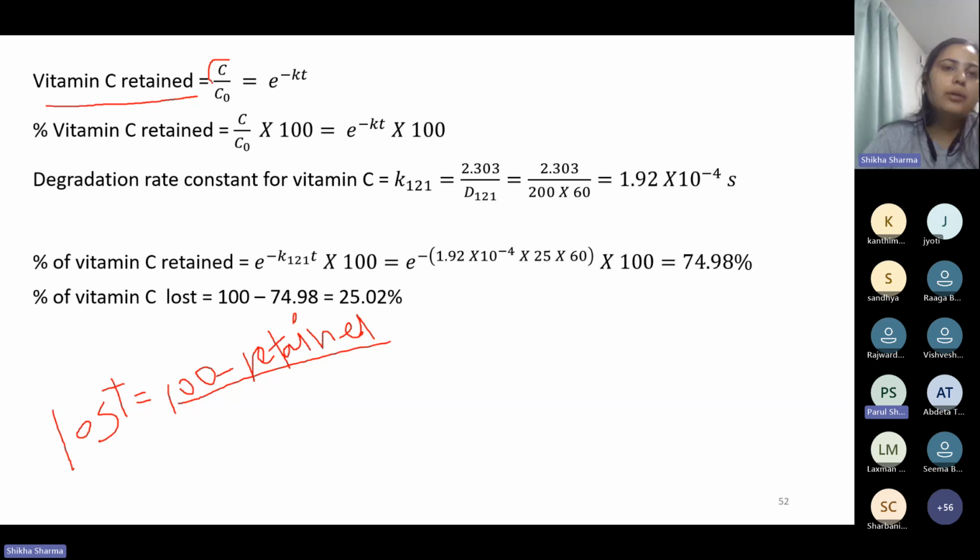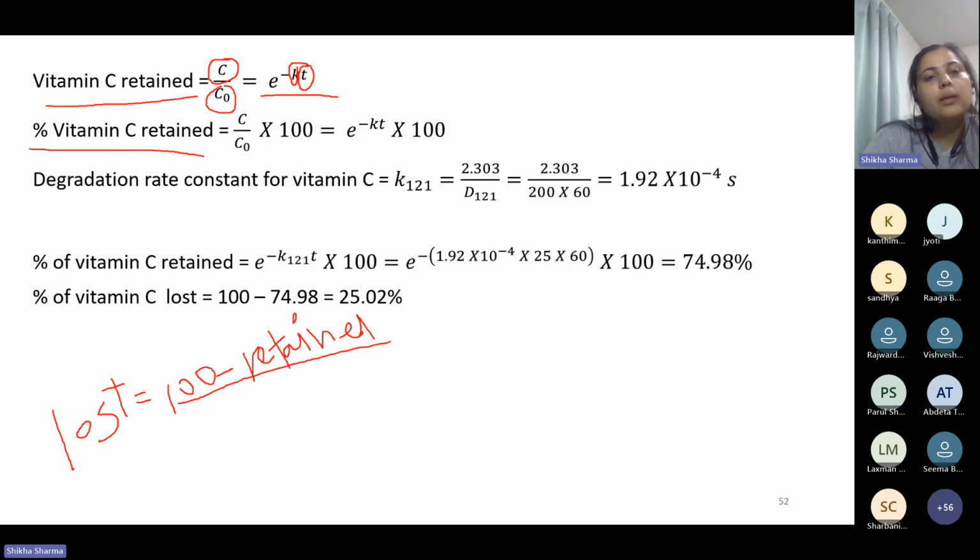the final divided by initial. Since it is following a first order reaction, we can write it in the same form as N equals N naught e to the power minus kt. In place of N we denote C, because we are calculating the concentration of vitamin C. So the final concentration of vitamin C divided by the initial concentration is equal to e to the power minus kt, where k is the reaction rate constant and t is the time which we are using.